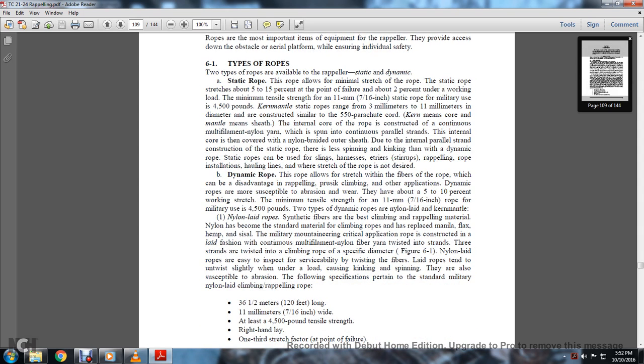Dynamic rope. The rope allows the fibers to stretch, which is an advantage in rappelling, precision climbing, and other applications. Dynamic ropes are more susceptible to abrasion and wear. They have about 5 to 10% working stretch, and the minimum tensile strength for an 11 millimeter rope for military use is 4,500 pounds. The two types of dynamic ropes are nylon laid and kernmantle. Nylon laid ropes, made of synthetic fibers, are the best climbing and rappelling material. Nylon became the standard material for climbing ropes and has replaced manila, flax, hemp, and sisal.